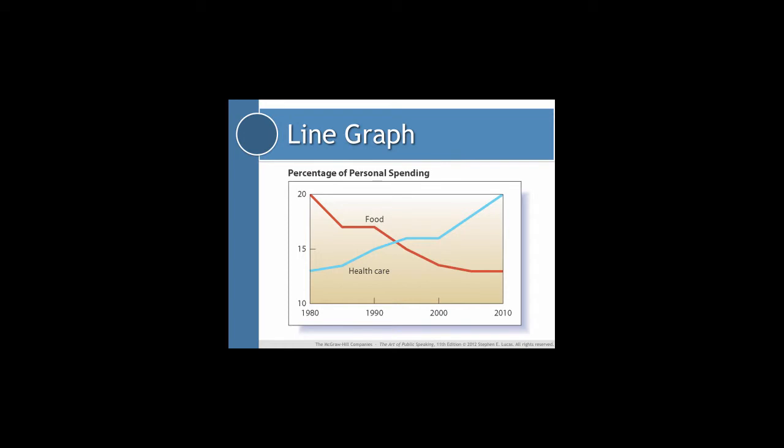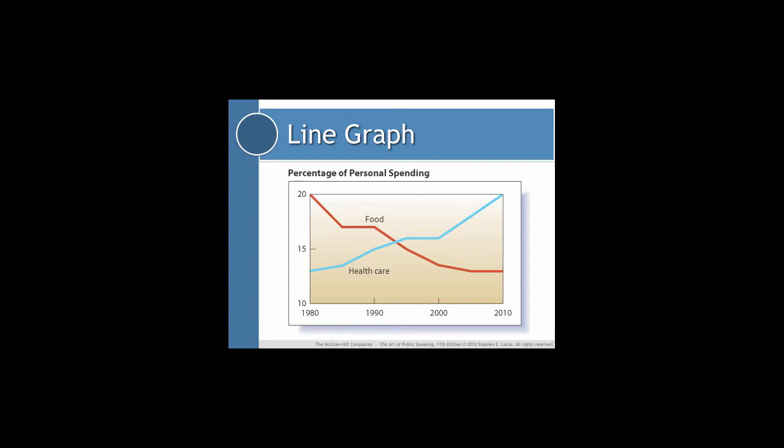The first type of graph that we're going to talk about is a line graph. Now, this is a great example of a line graph. As you can see, there are lines that show how things change over time. The blue line has to do with how much of your personal spending is spent on health care. And as you can see, at the bottom it shows decades from 1980 to 2010. And along the side, it shows percentage of personal spending. So that's the health care.